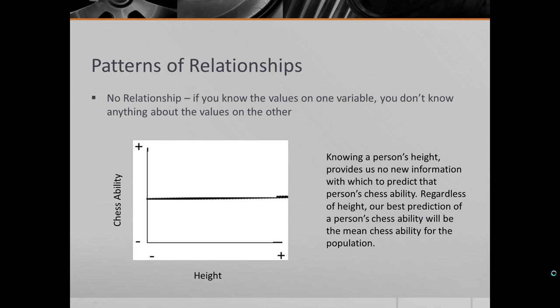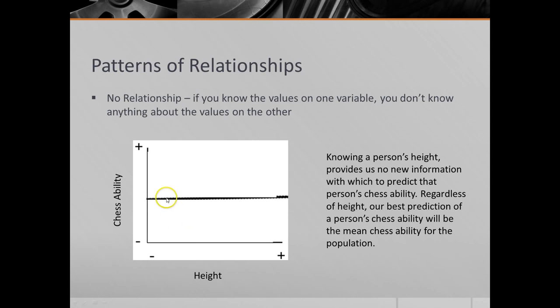Okay. So patterns of relationship. Well, one possible relationship is no relationship. That is to say, if you know the values on one variable, you know nothing about the values on the other variable. So for example, if we have a plot here of height versus chess ability, unless we're dealing with children, in which case as they get older they are cognitively developing, but if we're dealing with adults who are already matured, someone's height should have no relationship with their chess ability. Someone who's very tall could be average, good, bad at chess. Someone who's very short, likewise, could be good, bad, or average at chess.